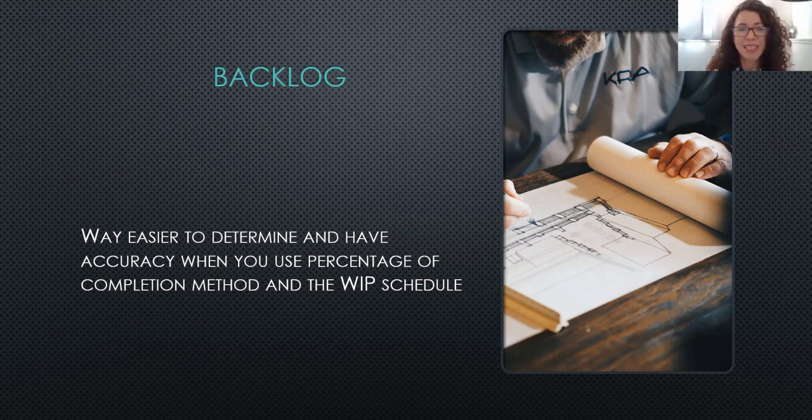So backlog is easier. And actually, you can even put it on the same schedule. I actually keep backlog on my work in progress schedule just so I can have it handy. And this backlog will tell you so many things. Whenever you're using the percent complete method, the WIP schedule, the work in progress schedule, you not only can see how much your backlog is, but you can also see how much you have left to cover overhead. Right?